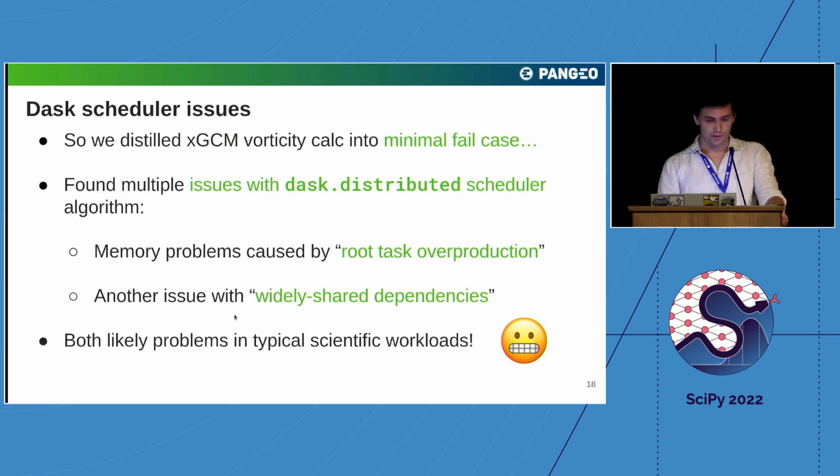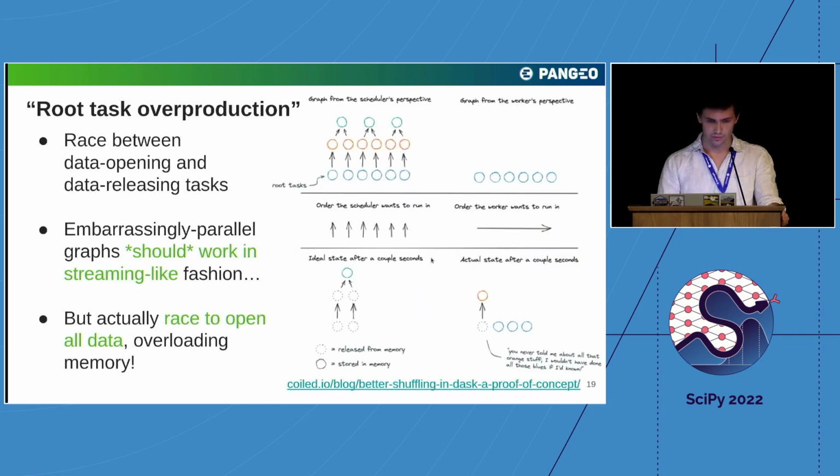And both of those problems happen to be things which you're likely to, I can go into some of these in a bit more detail, but both of these problems are likely to occur for geoscience, array-based workloads, and less likely to occur for data frame style workloads. So in particular, this first one is quite easy to understand, this root task overproduction.